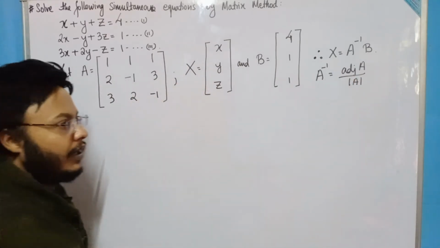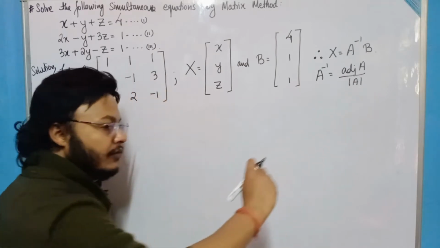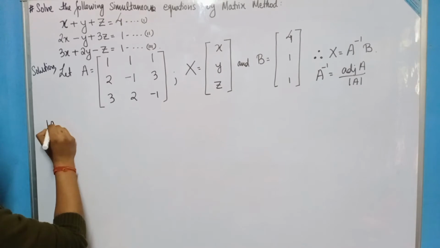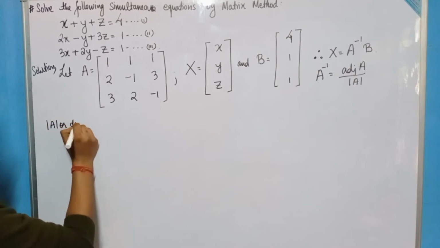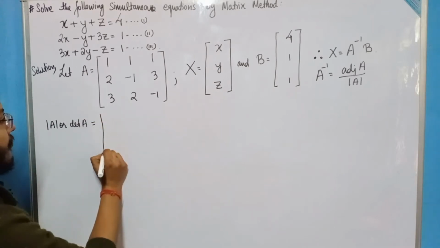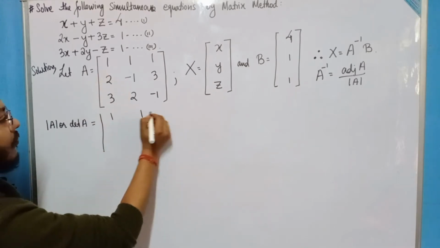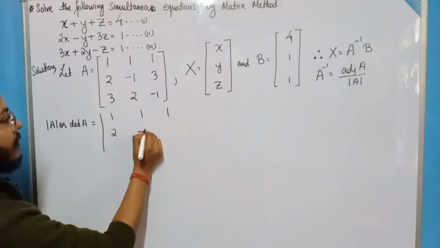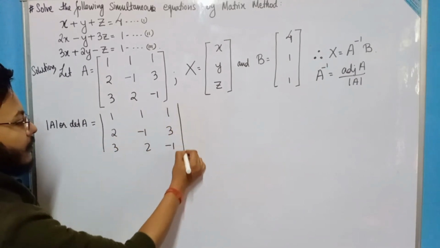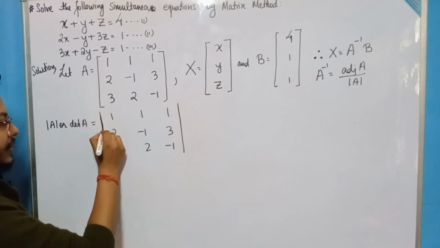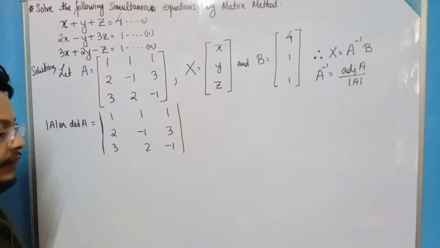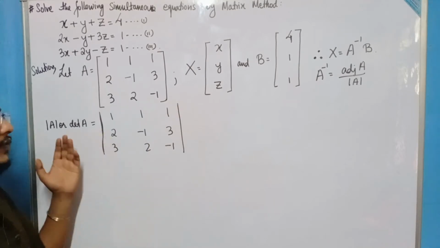So first we have to find the det of A, and it should not equal 0. Okay, so let's find det of A. Det of A means determinant, the same matrix, but we will take it as the determinant 1, 1, 1, 2, minus 1, 3, 3, 2, minus 1. Determinant is represented by this line, while the matrix is represented by the square bracket. Okay, so the difference is this. Now we have to find the value of this determinant.